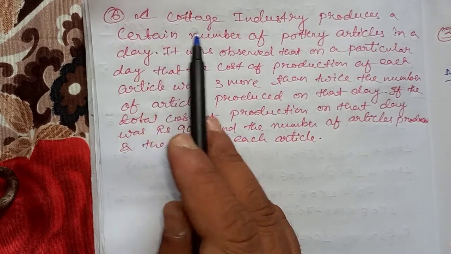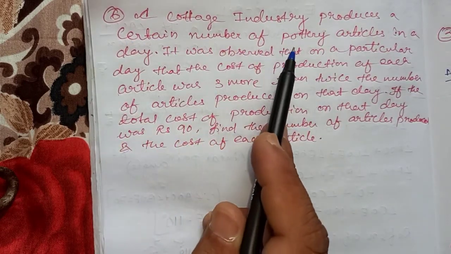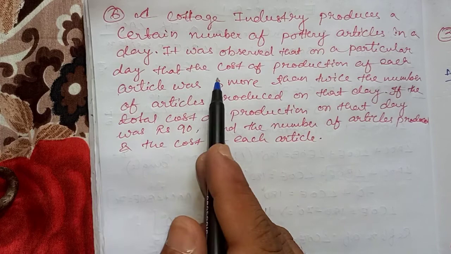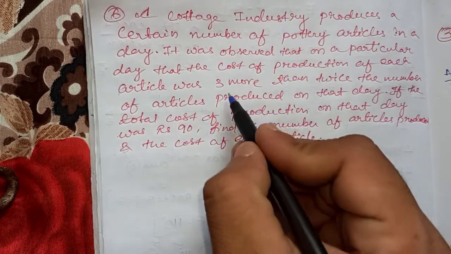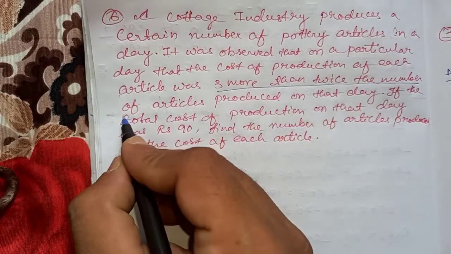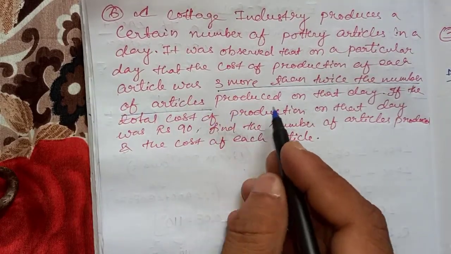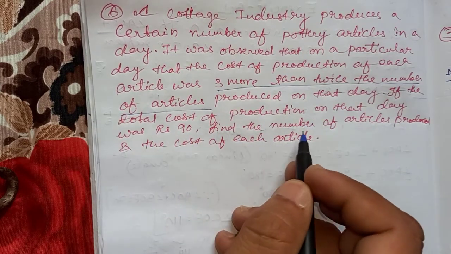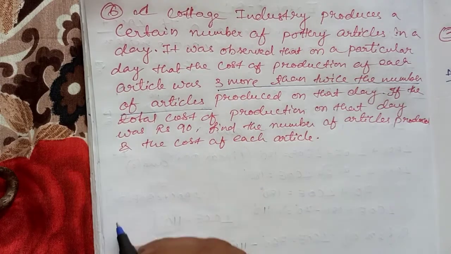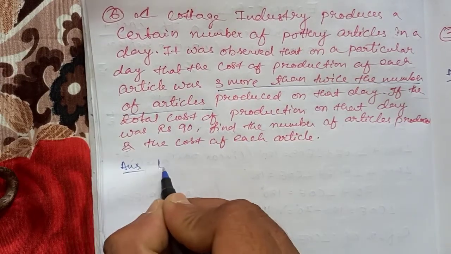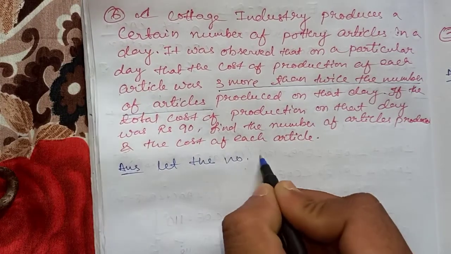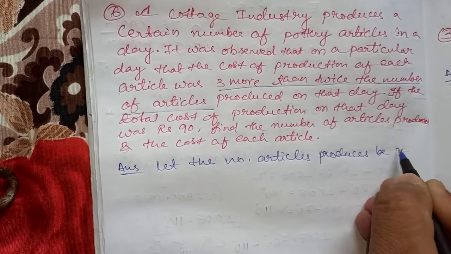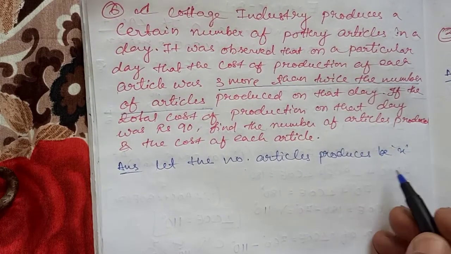In the sixth question it is given that a cottage industry produces a certain number of pottery articles in a day. It was observed that on a particular day the cost of production of each article was 3 more than twice the number of articles produced on that day. If the total cost of production on that day was rupees 90, find the number of articles produced and the cost of each article. So we will take, let the number of articles produced be x.